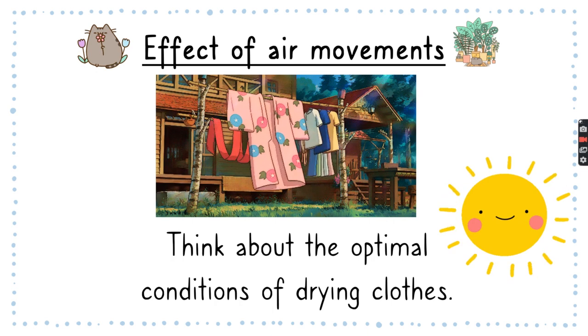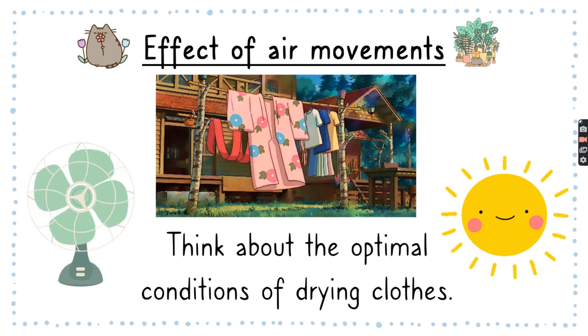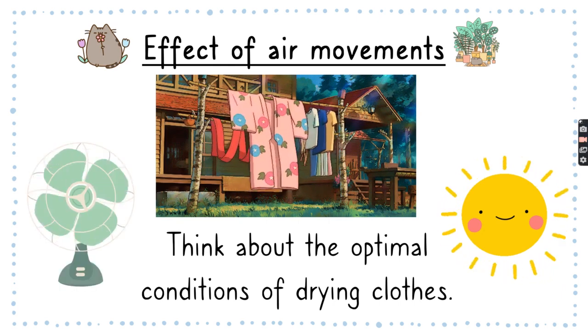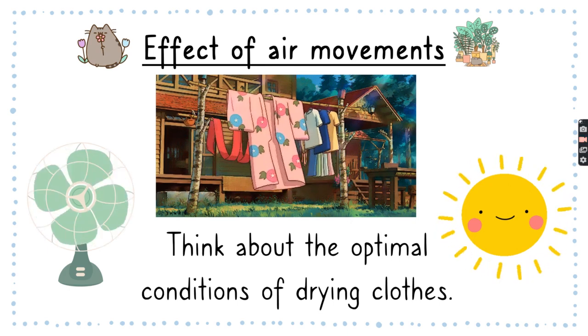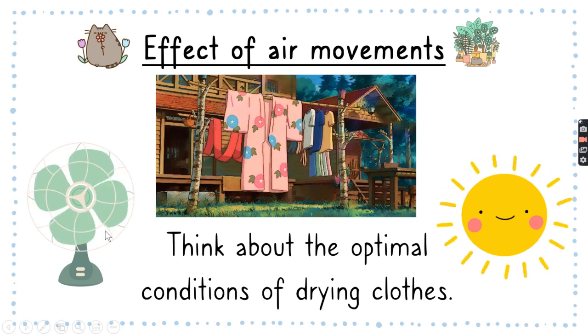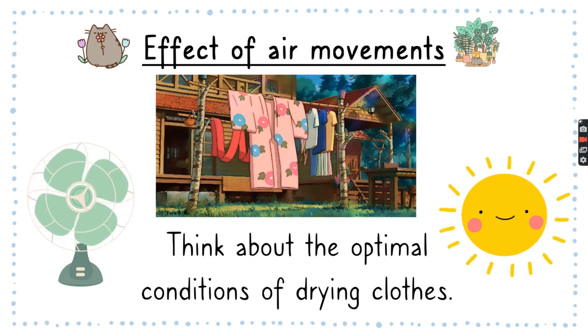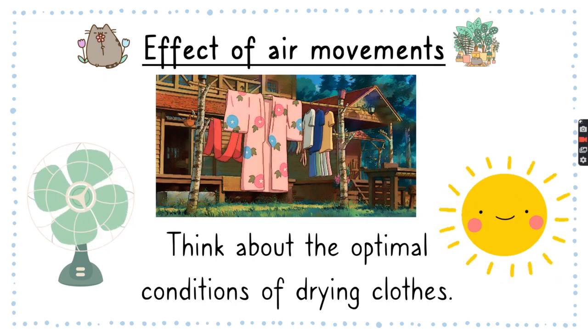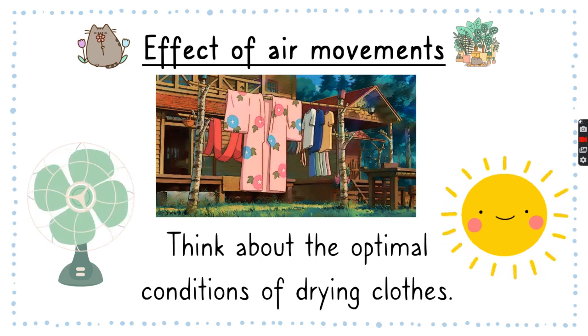Firstly, you know that there's a sun. When there's more sun, your clothes will dry much faster. And secondly, because there's wind outside. But in the case that it's raining, and you have to put your clothes indoors, you can turn on the electric fan to help your clothes dry faster. And why is it suddenly that your clothes are drying faster? Because of the sun and the fan.